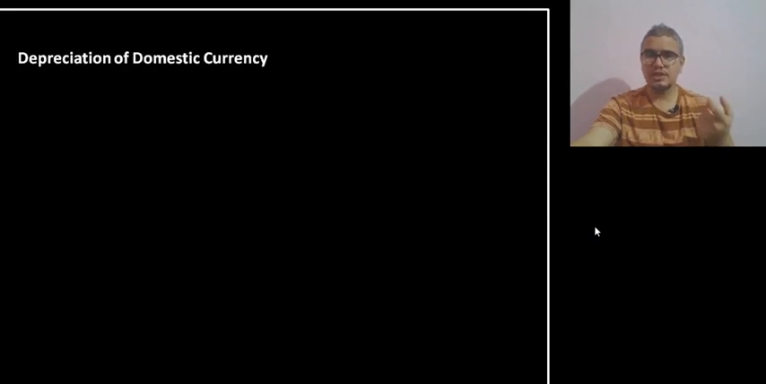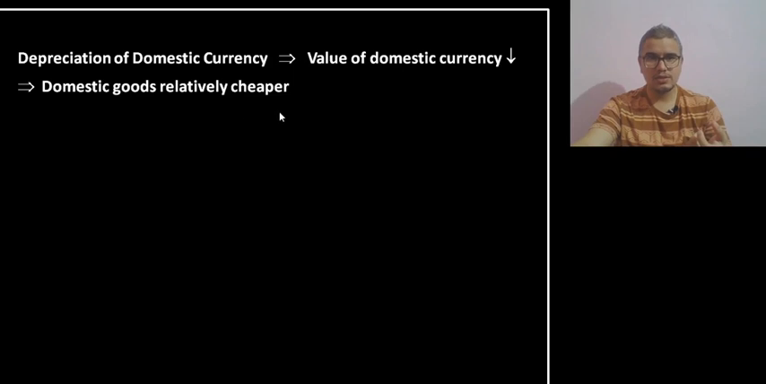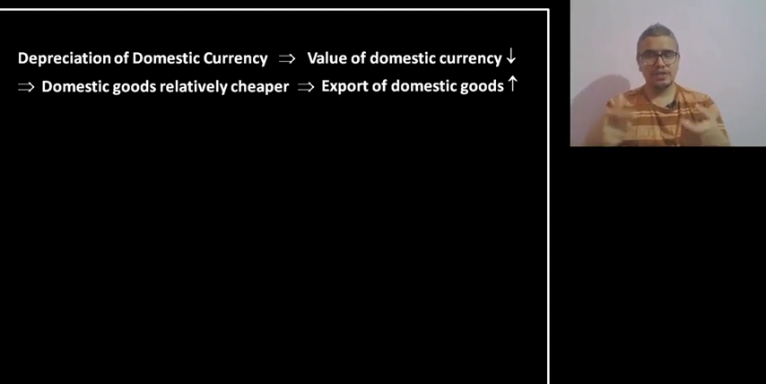So we can express the relation between depreciation or devaluation of domestic currency with exports in this way. When there is depreciation of domestic currency, the value of domestic currency will fall. When the value of domestic currency falls, it will make domestic goods relatively cheaper for the foreigners, and when it becomes relatively cheaper, the export of domestic goods will increase. So what is the relation? When the value of domestic currency is decreasing, domestic goods become relatively cheaper for the foreigners, and then the export of domestic goods will rise. The foreigners will purchase more domestic goods, and as a result, the export of domestic goods will rise.